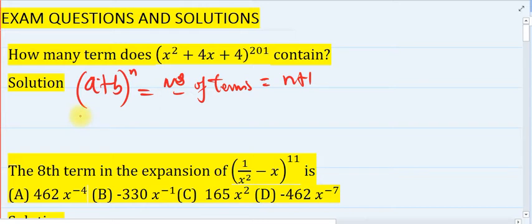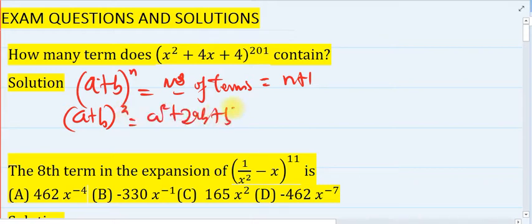If you remember, if you have (a plus b) raised to the power 2 and you expand this, you get a squared plus 2ab plus b squared, which is how many terms? 1, 2, 3. So from there you can see it's 2 plus 1, which is 3. But for this question, before we solve, we need to be careful. This is not a binomial, because this has 1, 2, 3 terms. So we need to convert it.